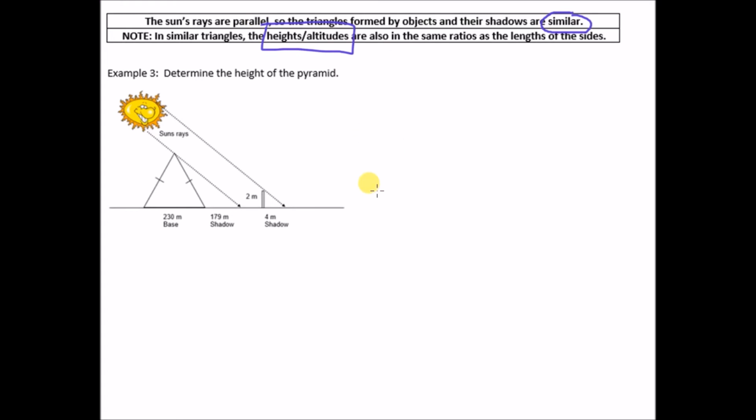So we saw perimeters are also in the same ratios as the lengths. Now heights are as well. So let's determine the height of the pyramid. When we talk about the height of the pyramid, we talk about this right here. This is isosceles, so this 230 base can be divided into 2.